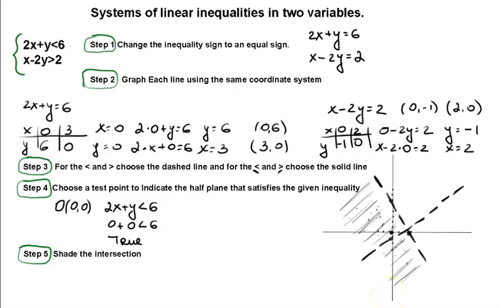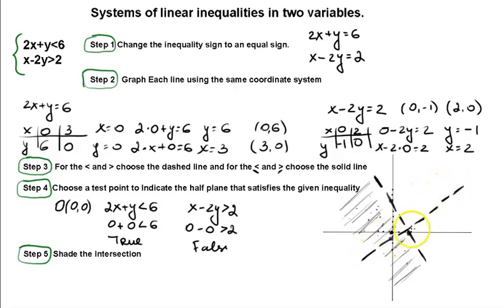Then I'm going to do exactly the same thing with the second one. It will be x minus 2y greater than 2. I'll substitute 0, 0 into it. So it will be 0 minus 0 greater than 2. 0 greater than 2 is false. Because it's false, this point is not with all the other points that satisfy the inequality.